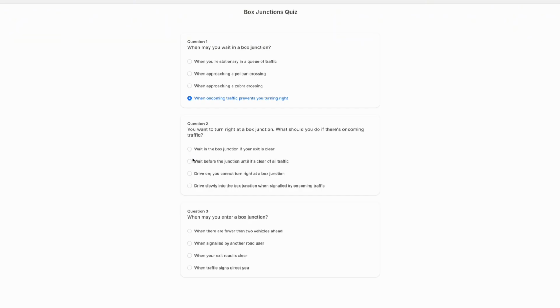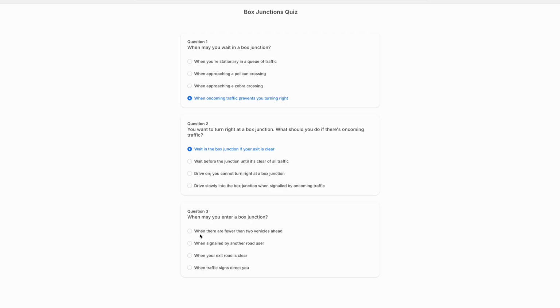And the correct answer for this question is to wait in the box junction if your exit is clear. So if you're turning right, you're allowed to wait in the box junction, but only if the exit is clear, remember. That is the condition that you have to fulfill before you enter the box junction, and then you can wait in the box junction, but only if you're turning right and there's oncoming traffic preventing you from completing that turn. And lastly, question 3, when may you enter a box junction?